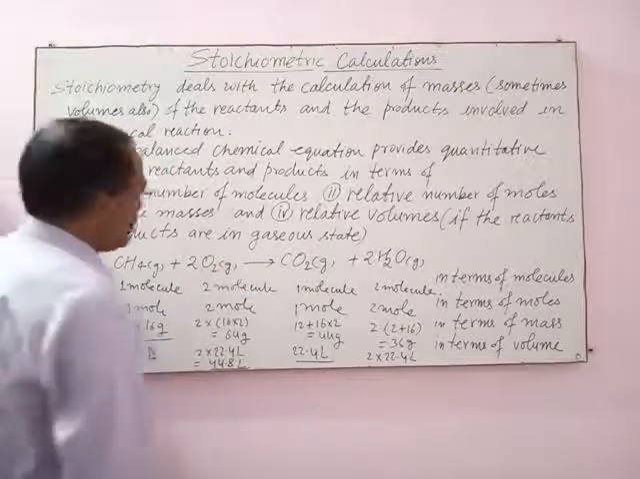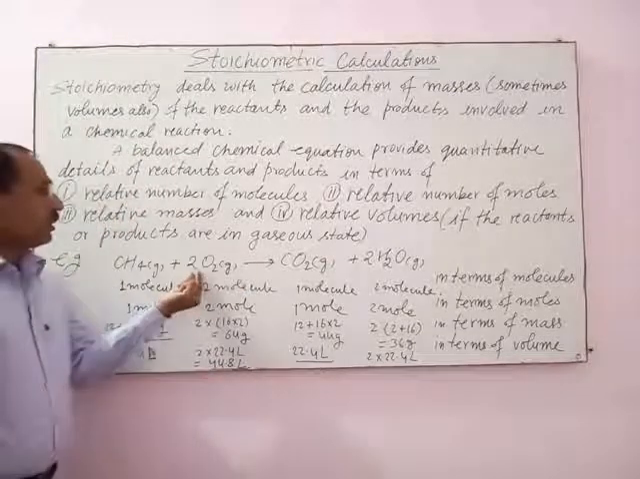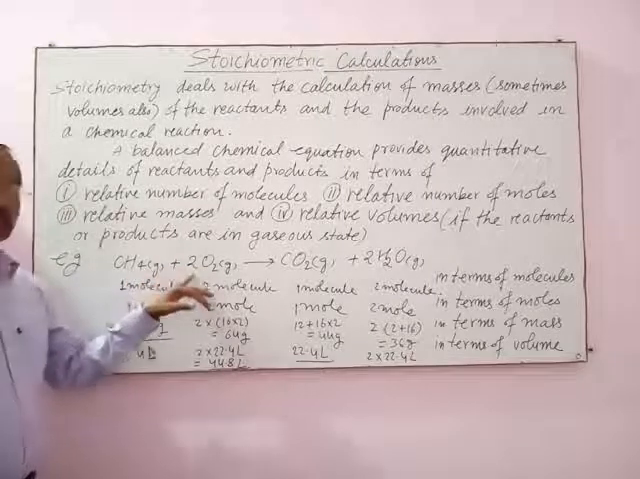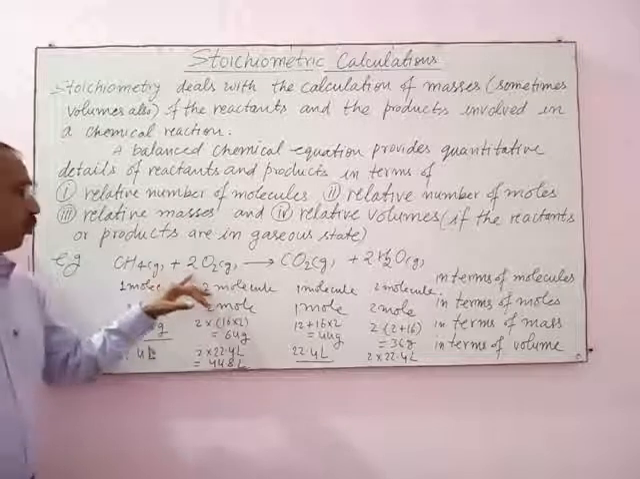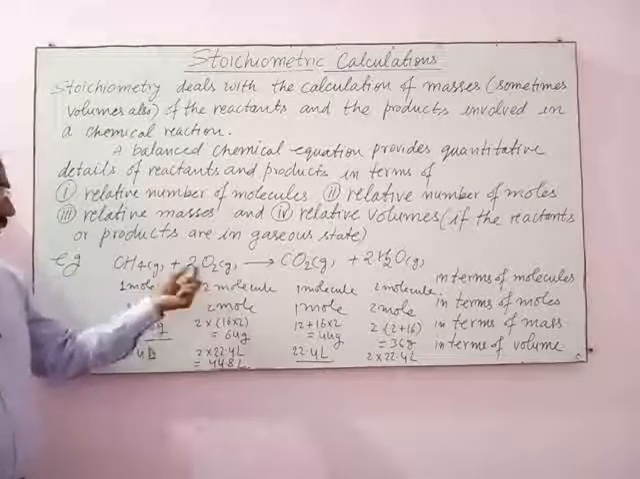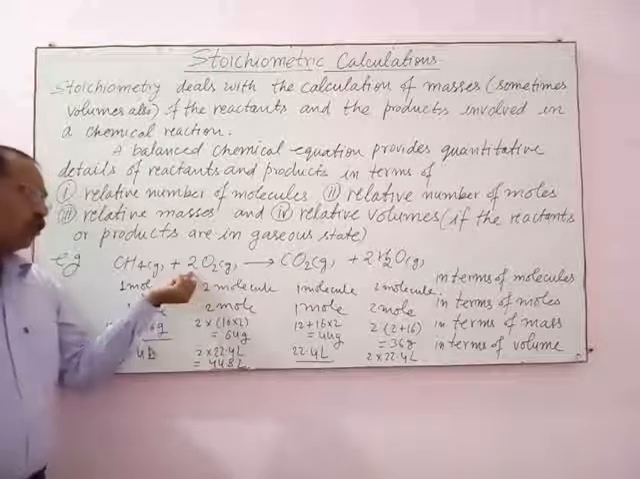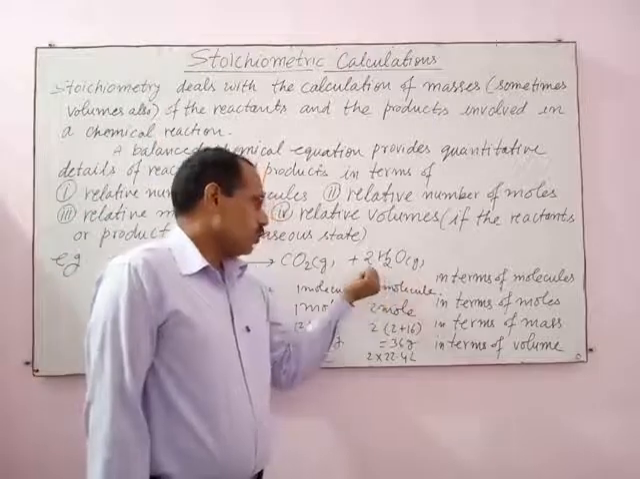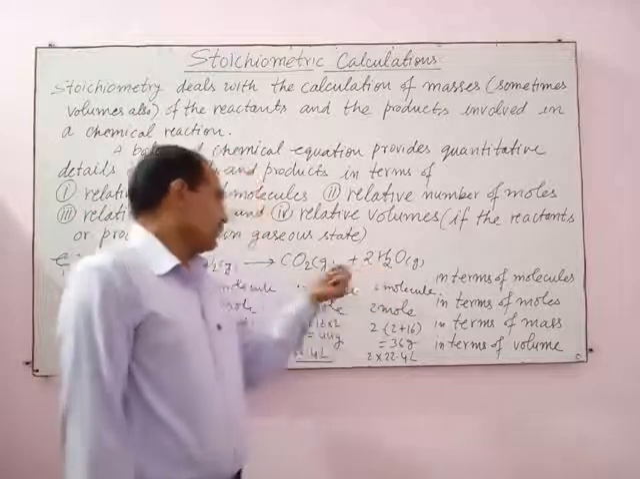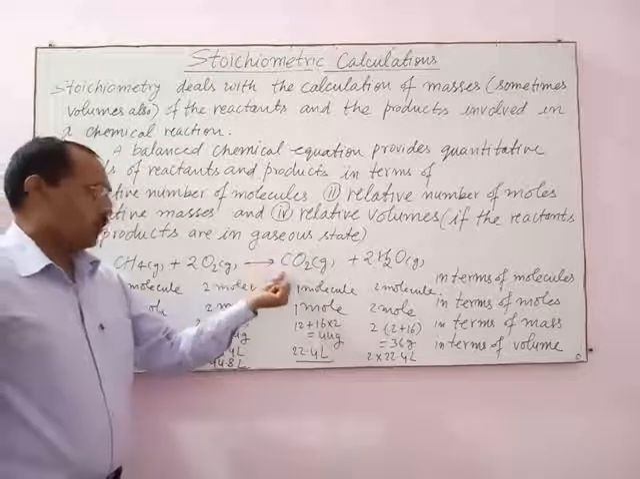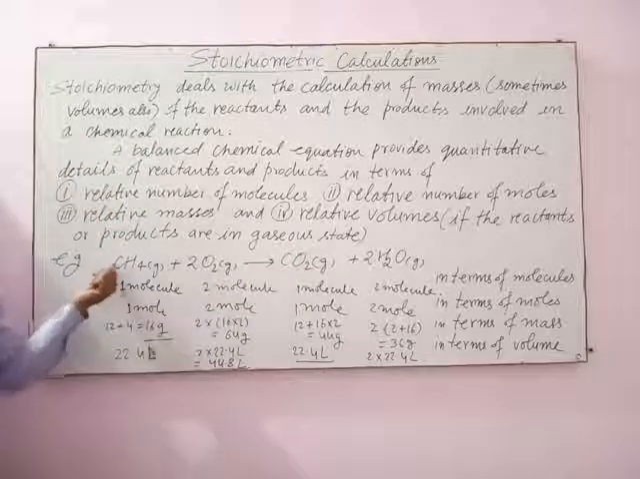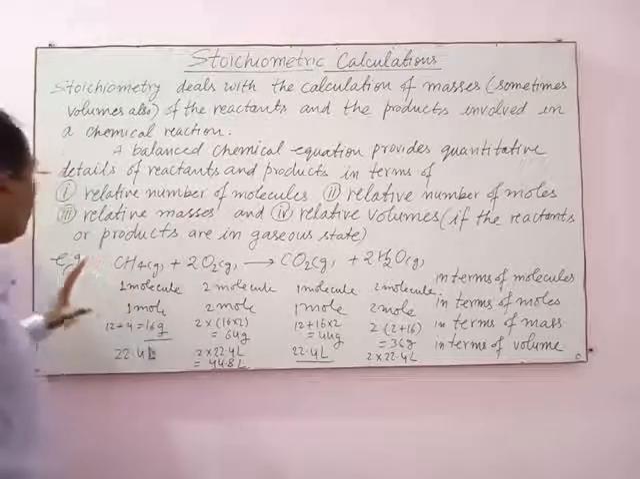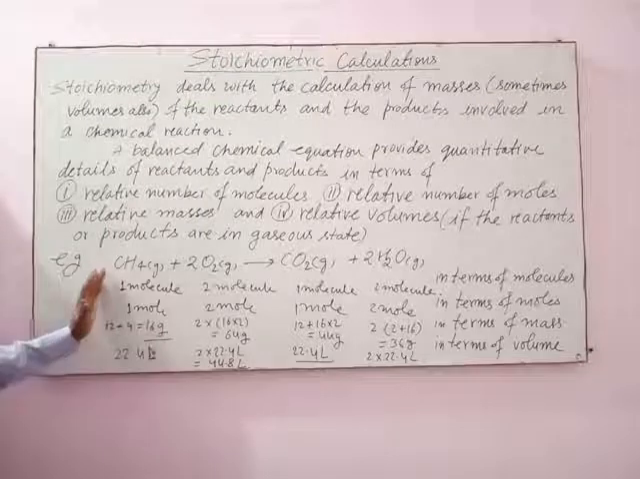In this equation, these terms mean the number of moles of reactants and products, also known as the stoichiometric coefficient. For oxygen molecule, 2 is the stoichiometric coefficient. For H2O, 2 is the stoichiometric coefficient. For CO2, 1 is the stoichiometric coefficient. For methane, 1 is the stoichiometric coefficient. These are the important information given by a balanced chemical equation.